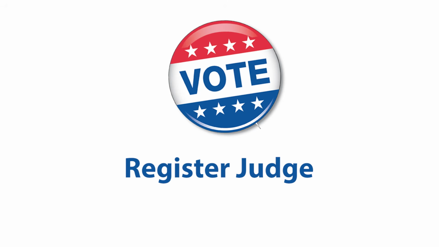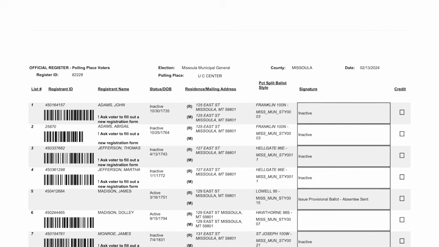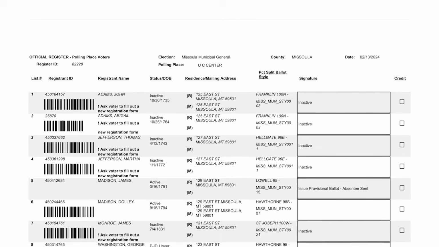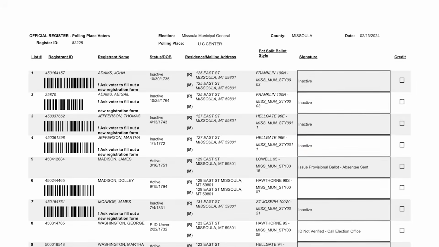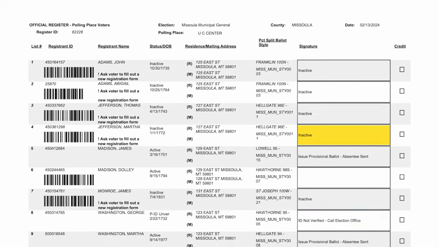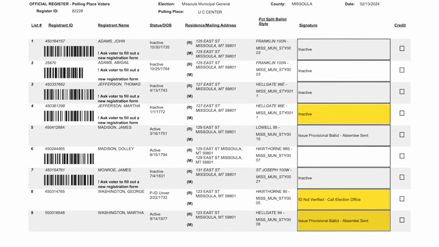The register judge is an important part of the Election Day process. What is the register and what purpose does it serve? The register is an alphabetical listing, usually by precinct, of voters who are qualified to vote at a polling place on Election Day. The register will tell you if someone is inactive, if someone is provisionally registered, and if someone has had an absentee ballot issued to them.